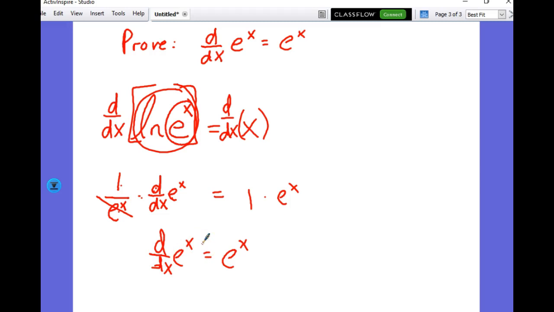So I like that proof. It's nice and simple and clean. We could probably also do a limit definition one, but I think I'm going to leave it at this.